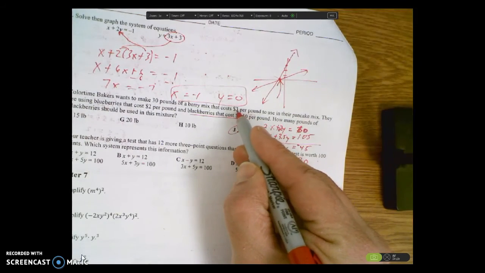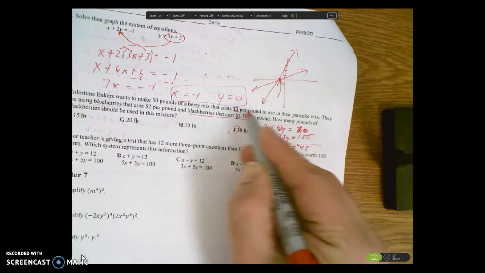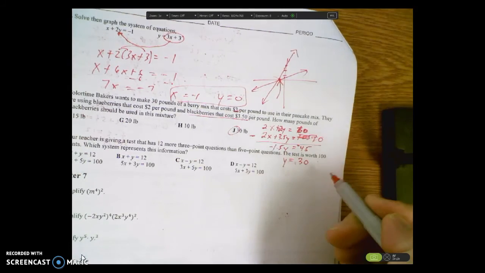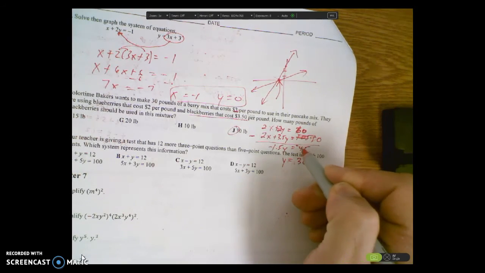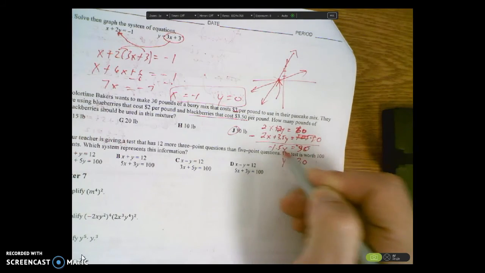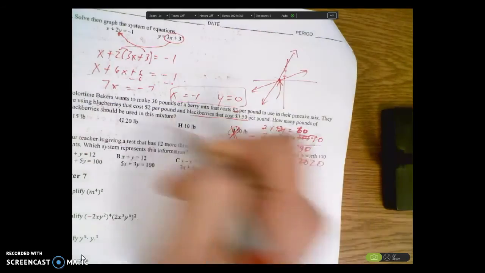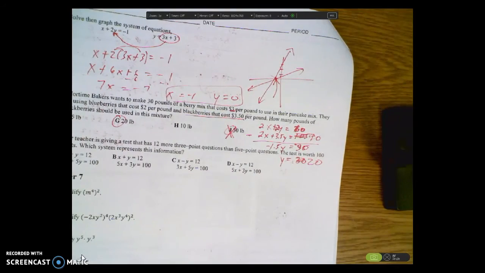So right here, I said it was $3.50 per pound. The new mixture is only $3 per pound. That changes that to 90. Okay, when I make that subtraction, that's 30. And when I divide by 1.50, I'm getting 20. So it's not J, it is G. All right, sorry about that.